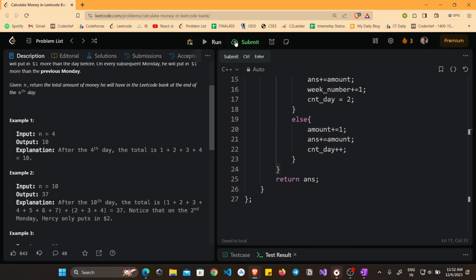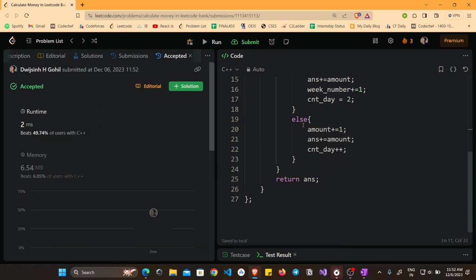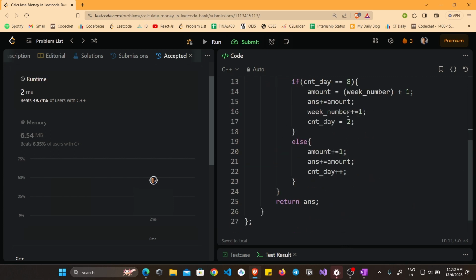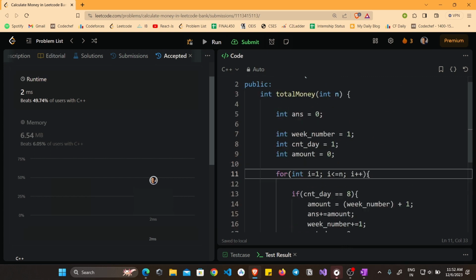So let us try to submit. Okay, so yes, our code is accepted. I hope you have understood this question as well as the logic and this code. So yeah, that was it.